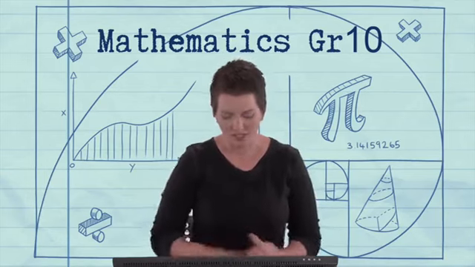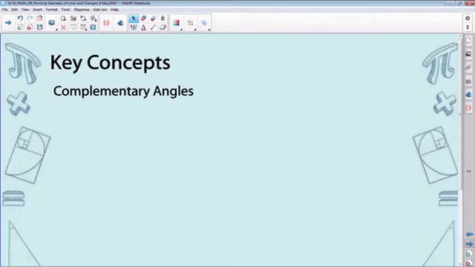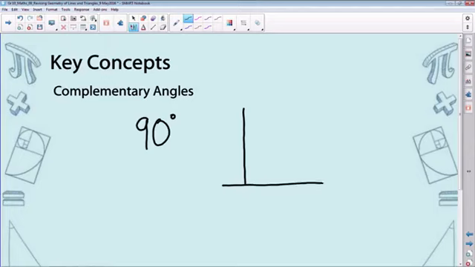Okay, let's look at the first term. And the first term that we're going to go over today is complementary angles. Now these are angles that add up to 90 degrees. And of course you know that's a right angle. So I'm just going to draw a line over here, and there is a symbol for 90 degrees. So any angles that are formed within that space, let's say this was 40 degrees, what would this one be? Well, because we know they are complementary, we can calculate that it's 50 degrees.